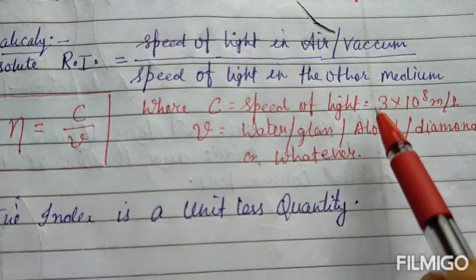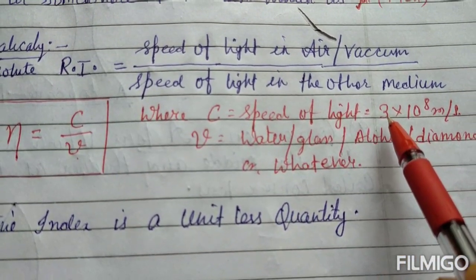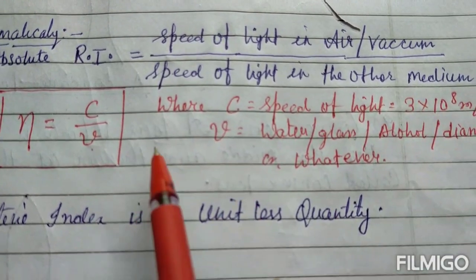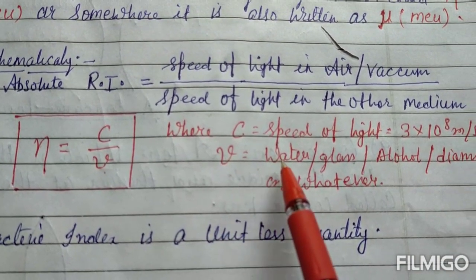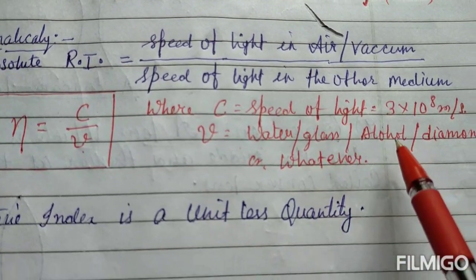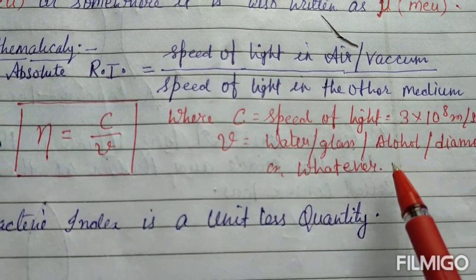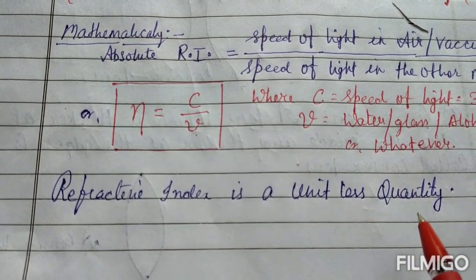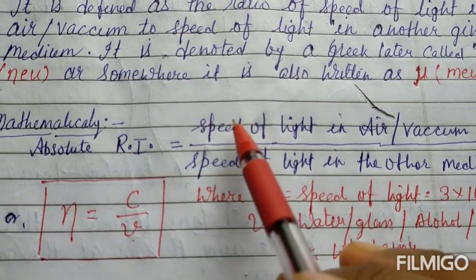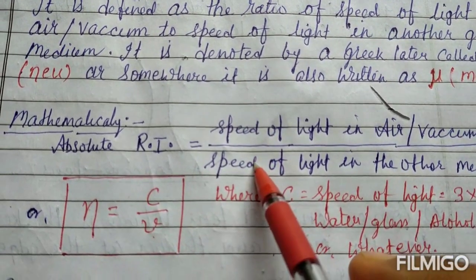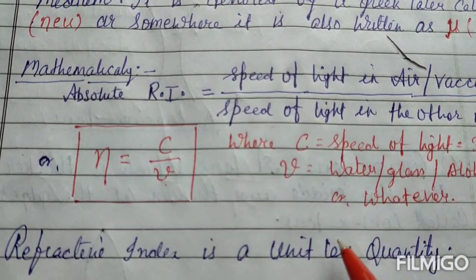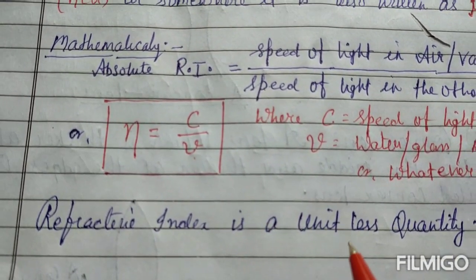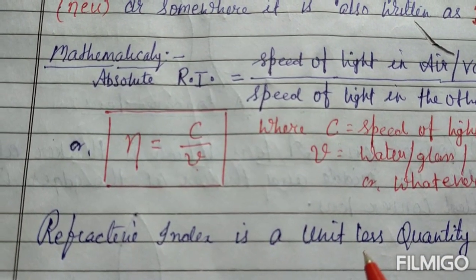C is the speed of light and the value of C is constant, that is 3 into 10 to the power 8 meter per second, and V may be the speed of light in water, glass, alcohol, diamond or whatever. So refractive index is a unitless quantity because we are dividing speed by speed. That's why the units will cancel out and refractive index has no unit.